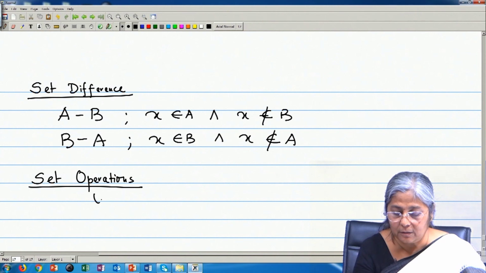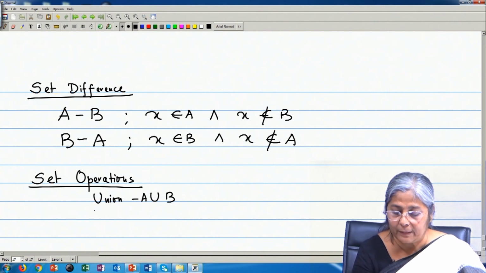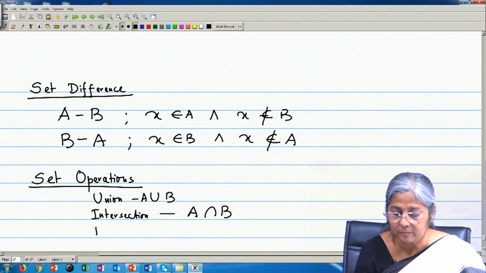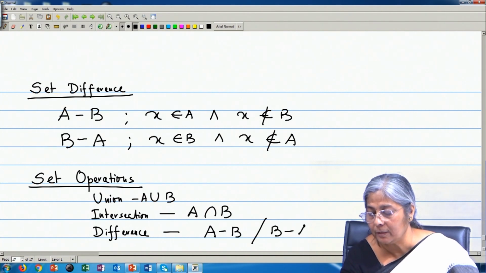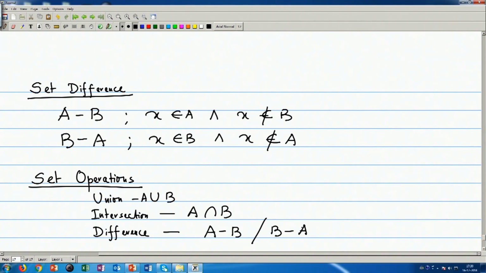We define union, normally denoted by A union B, intersection, and set difference, which is A minus B or B minus A. Normally, these are the operations we use on sets. There are many other properties of sets, and we will discuss them in the next class.